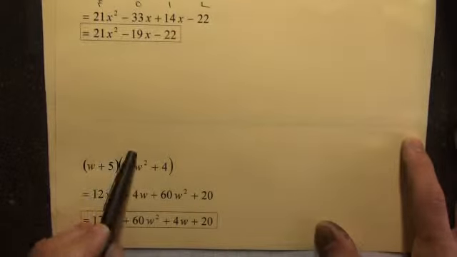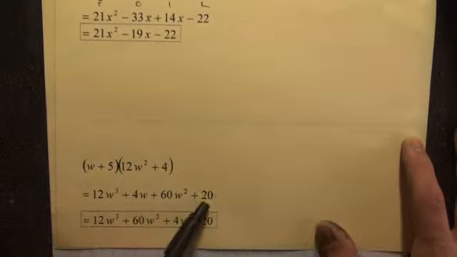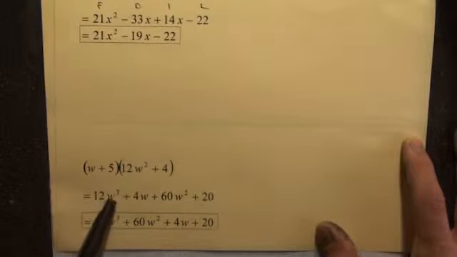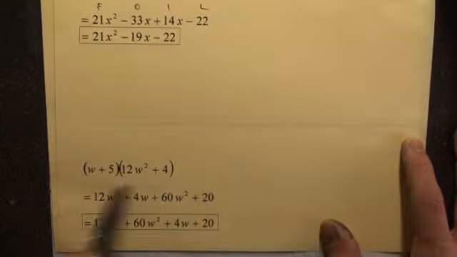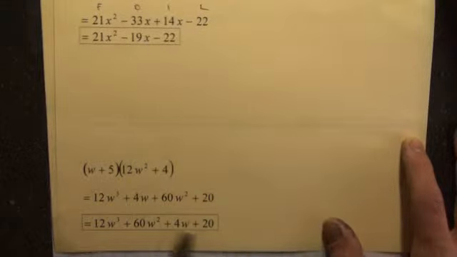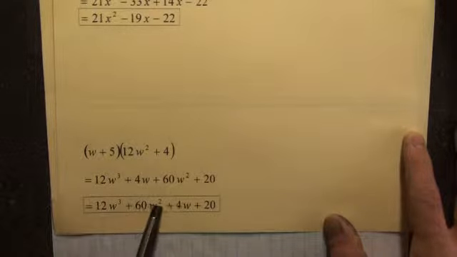Same way. Distribute the 5, you get your 60w squared, your 20. Distribute the w, you get your 12w cubed, and your 4w. None of these terms are like terms, but we do rewrite it in descending order. Descending order means highest degree first. So this is w cubed, w squared, w, and then w to the 0th.